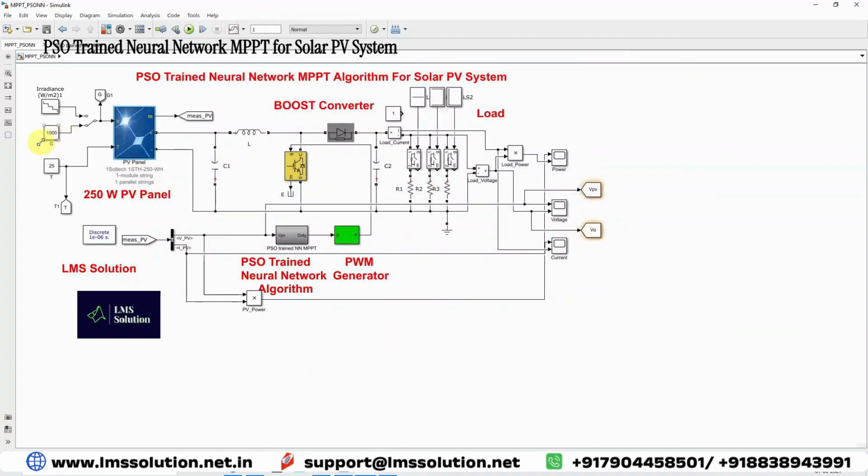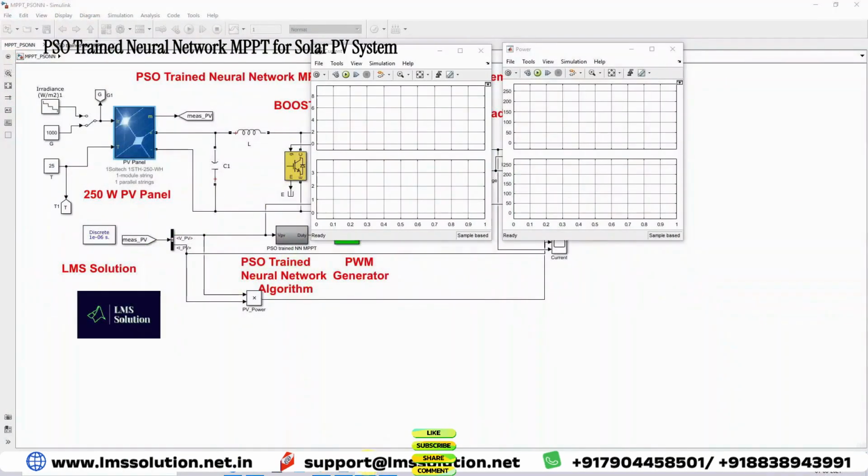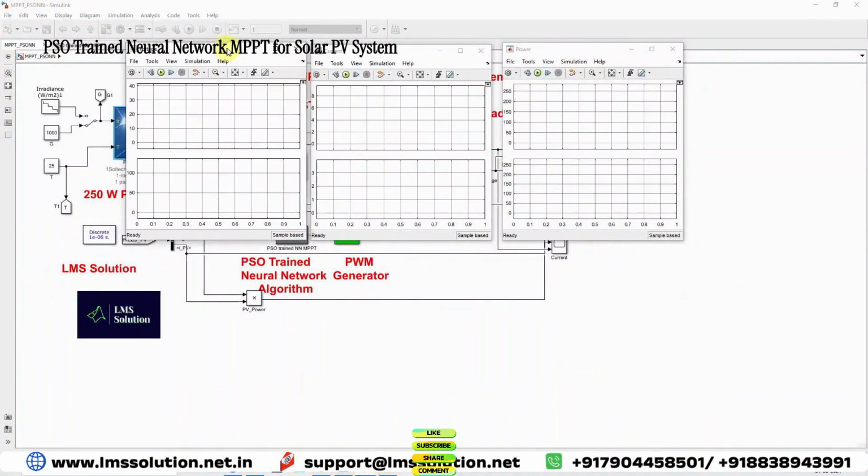Here the irradiation and the temperature are kept at 1000 and 25 degrees Celsius respectively. Then the PV panel should supply a maximum power of 250 watts. So you have to check the performance of the system. Here we have to change the load every 0.3 second.